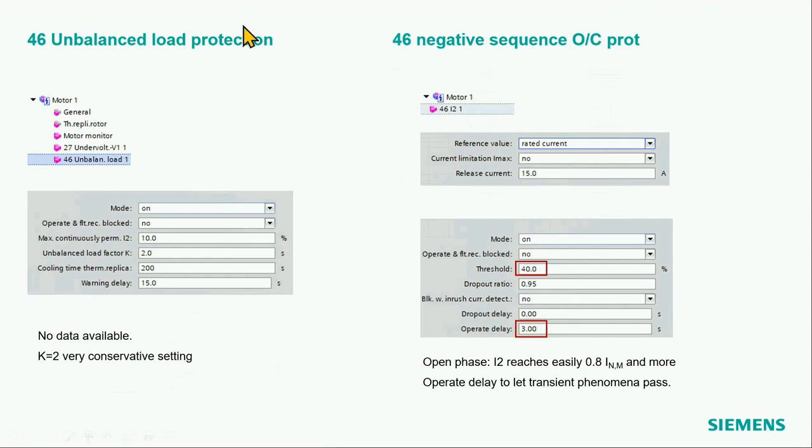Okay, then the negative sequence overcurrent protection. Here I take a threshold of 40%. The negative sequence current is normally much above this value if I have an open phase. We talk about open phase here. And then I put here an operate delay of a couple of seconds, so here, 3 seconds. I don't need to be very quick. I need to be quick, but I don't want to interfere with some transient stuff, which can happen if some switching is going on in the substation here.